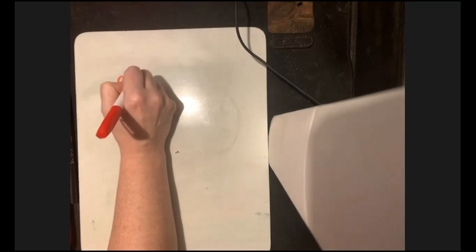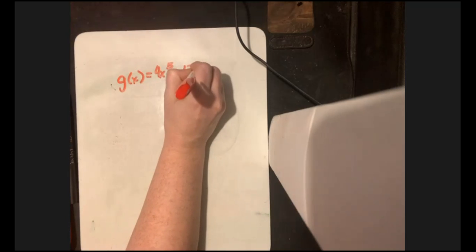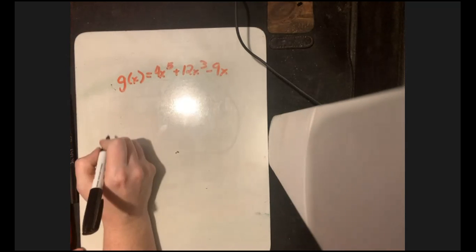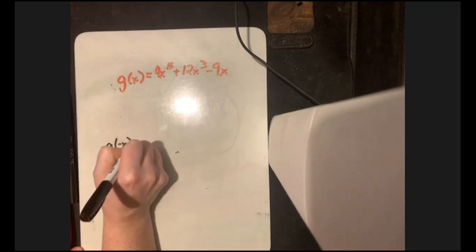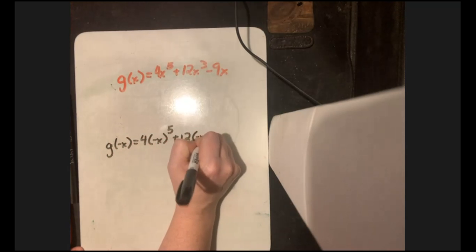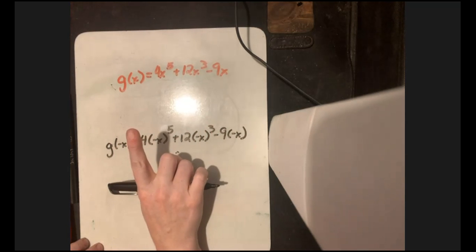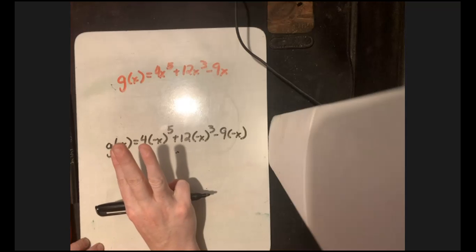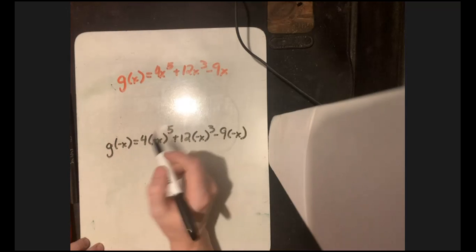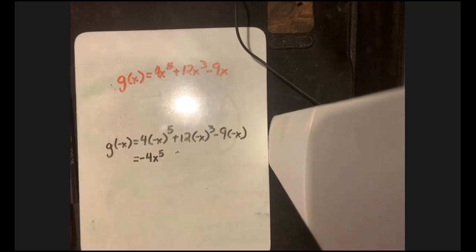So I've got g of x is going to be 4x to the fifth plus 12x cubed minus 9x. Okay, so this is what we're going to work with. So again, we're going to start with even. So everywhere we see an x, we're going to replace it with a negative x. Okay, so here we go with this one. Negative times negative is positive, times negative is negative, times negative is positive, times negative is negative. So this is going to carry a negative with it against that. So I'm going to have negative 4x to the fifth.